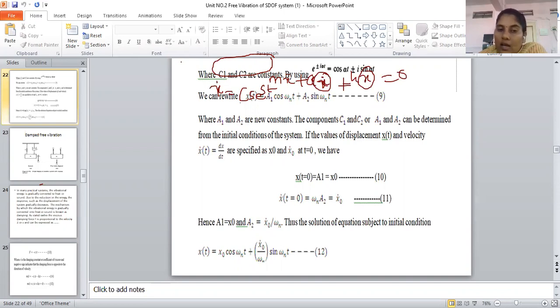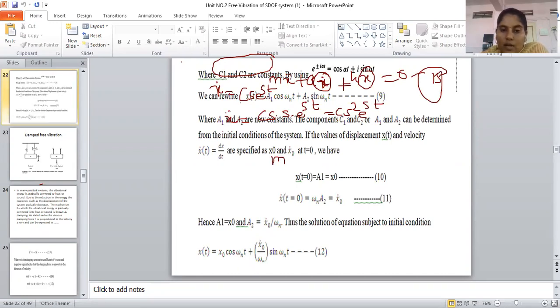Now, if we take another derivative, x double dot is equal to c into s, both are constant. Again, the derivative of e raised to st is s into e raised to st, so it will become cs square into e raised to st. Now we can put these two values in equation number 15.